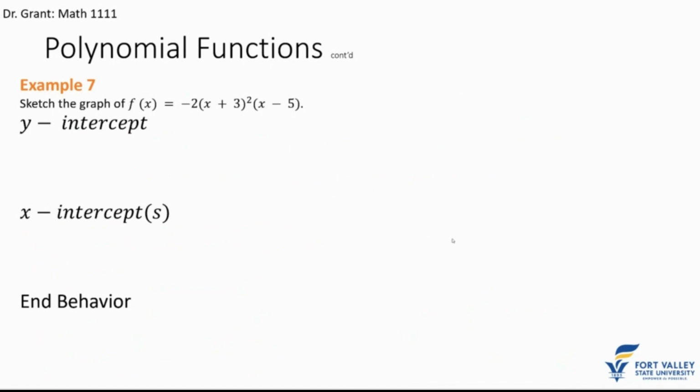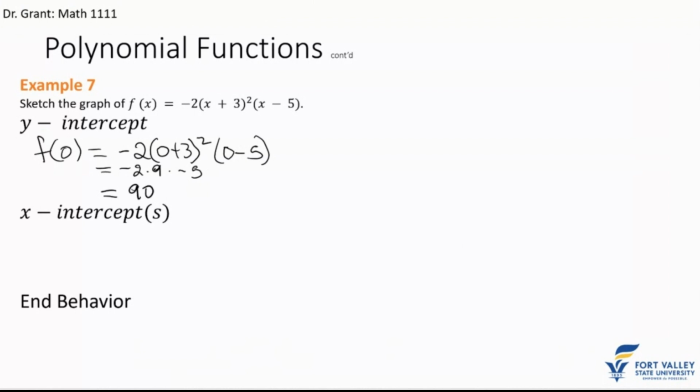Okay, so first let's look at the y-intercept. Of course, the intercepts are the easiest, so let's look at those first. For the y-intercept, x is 0, so that means I'm going to be doing f of 0. It's going to be -2 times 0 plus 3 squared times 0 minus 5. What does this become? 3 squared, which is 9. And then -5. So this would be 5 9 45. That's going to be 90. So my y-intercept is 90.